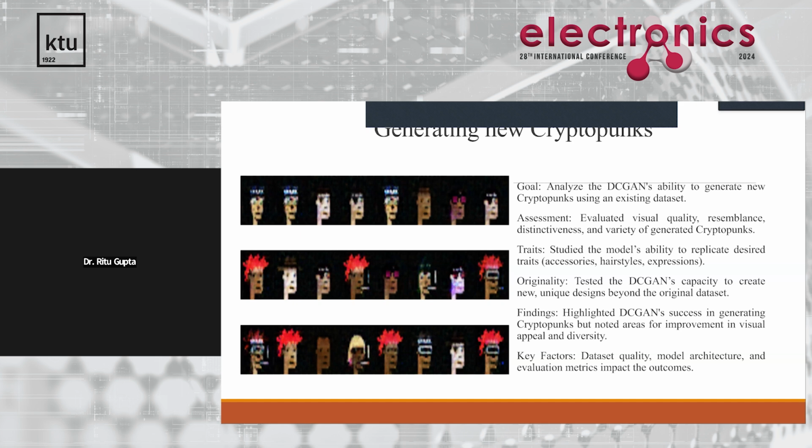And what did we find out? We found that the model was successful in generating CryptoPunks, but noted areas for improvement, namely visual appeal and diversity. The key factors that we can focus on are the data set quality, model architecture, and the evaluation metrics, which impact the outcomes. Next slide, please.